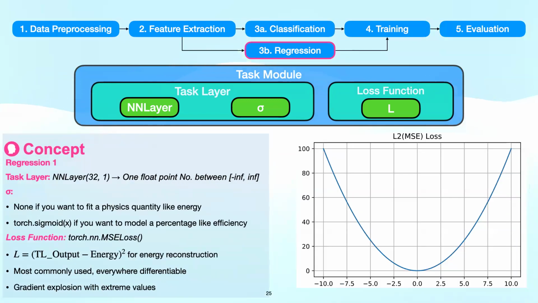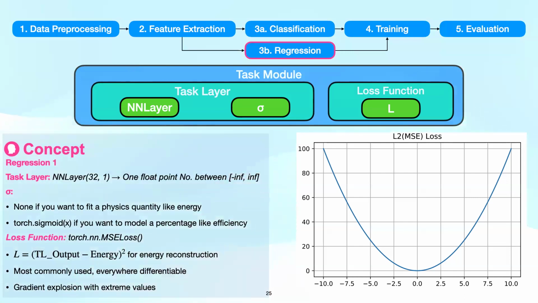So the second task I will talk about is regression. What if you want your neural network to reconstruct the energy of the input waveforms? In this case, your task layer should also output a single number. The number should be between -infinity and infinity. Your activation function is something you can choose. If you want to reconstruct energy, then you probably don't want an activation function, because your energy can be any value, right? It can be 0, can be 1,000, 2,000.